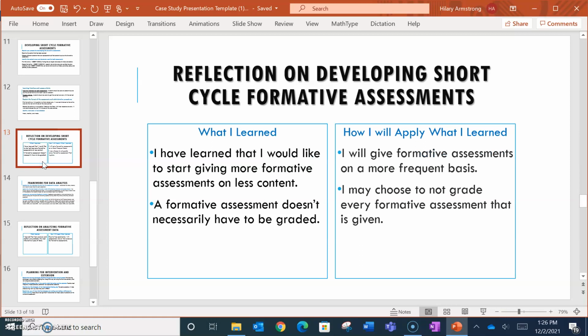What I learned about the formative assessments is that I would like to start giving them more frequently, and that it doesn't necessarily have to be a grade. Obviously, I'm going to grade it, but I don't have to put it in my grade book and possibly have it count against the student. So I'm going to apply this by giving more formative assessments over smaller chunks of information, and I may not choose to enter a grade for every formative assessment that is given. I might give a little formative assessment and just collect the data and use it and not enter anything for a grade.